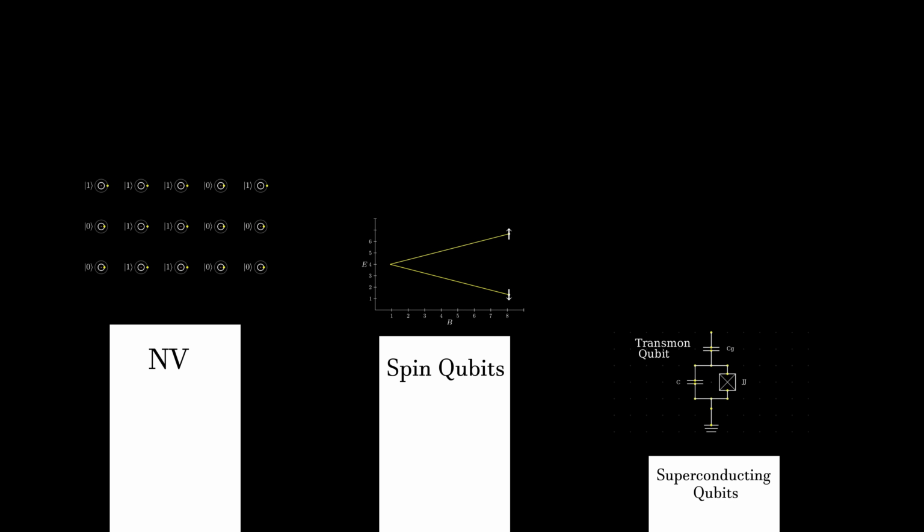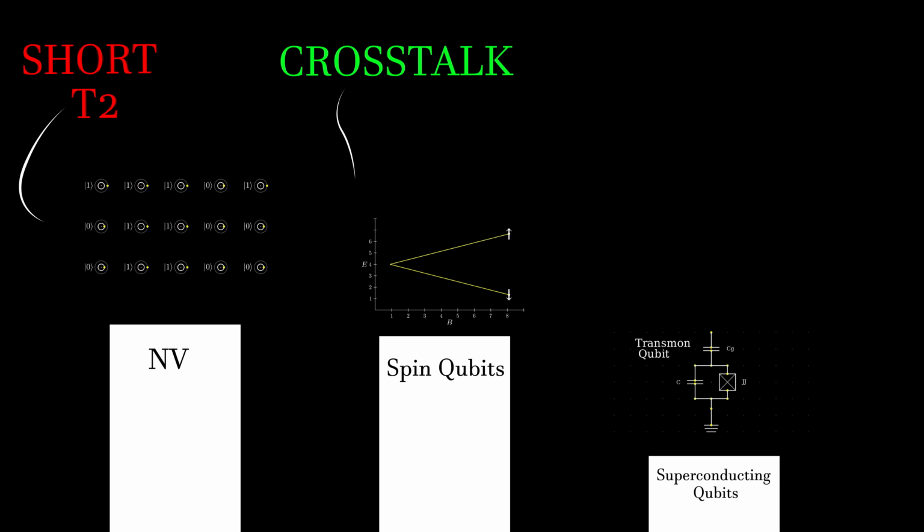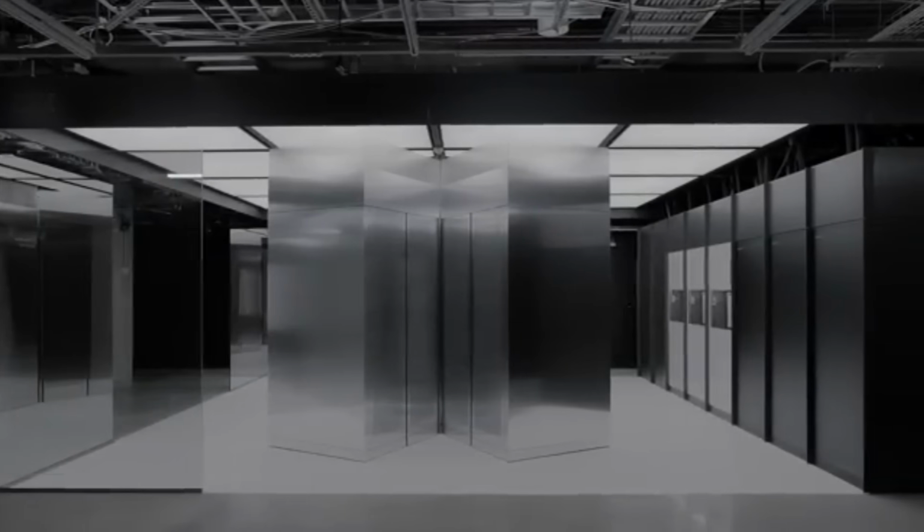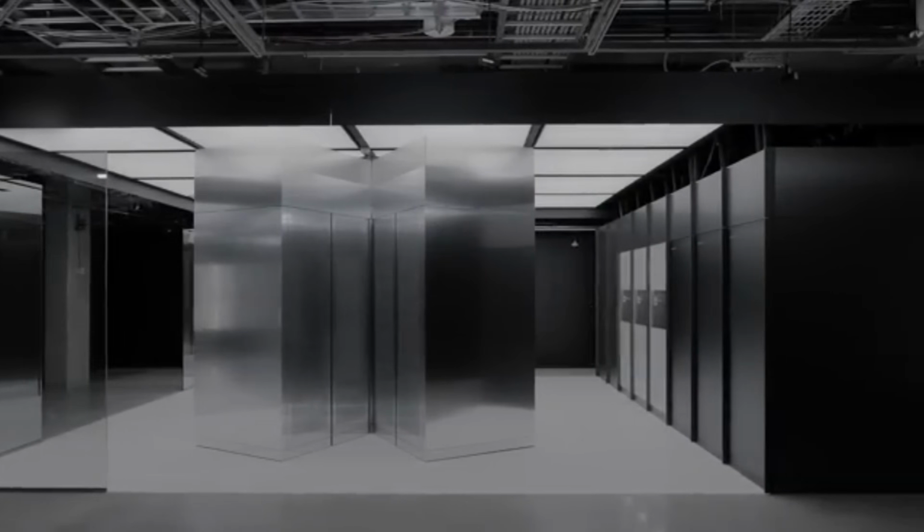NV diamond centers have exceptionally long T1 times but relatively short T2 times. Spin qubits have long coherence times until you couple them together in a processor, where they suffer from crosstalk. Superconducting qubits are limited to coherence times below 1 millisecond and also suffer from significant crosstalk. With all of these limitations, adding new hardware platforms just won't cut it.